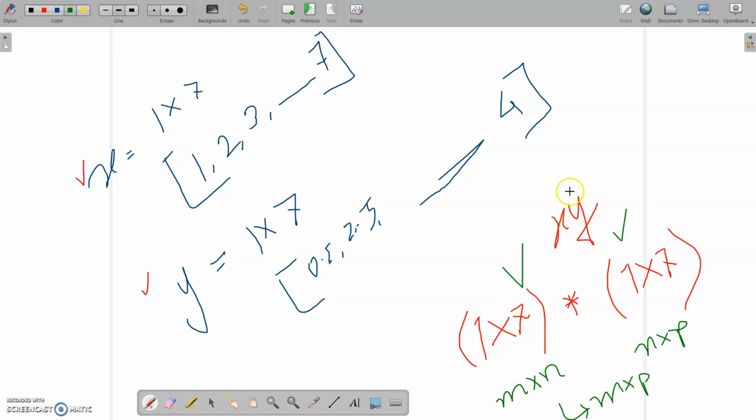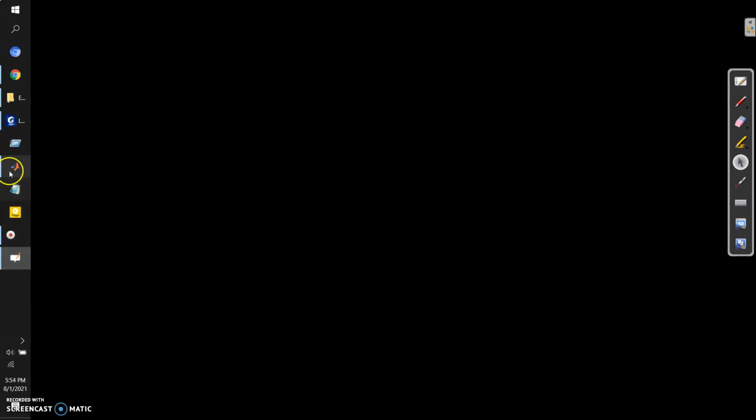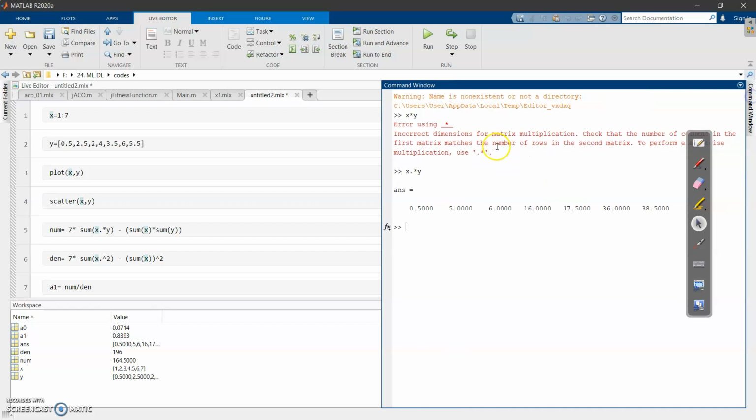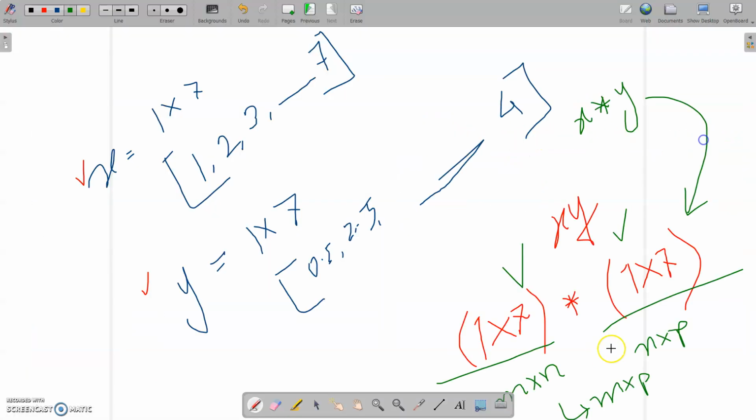So when you try to multiply x by y in matrix form, it is actually performing this kind of matrix multiplication. You are trying to multiply 1 by 7 with 1 by 7. This is not working because the dimensions do not match. That's why, when you come in here, you saw it saying incorrect dimensions for matrix multiplication. So that's what it means: this is not the accurate dimension.